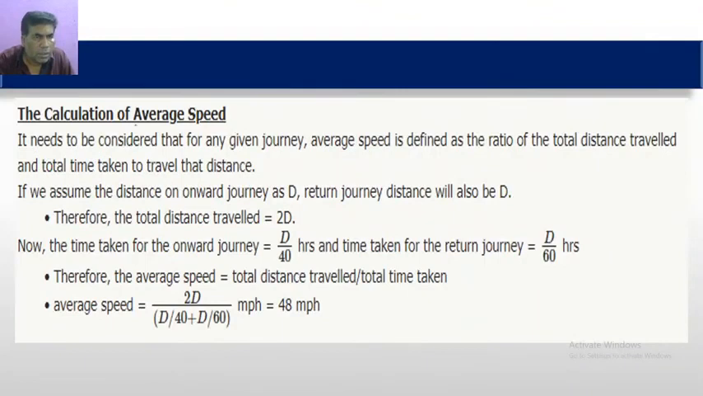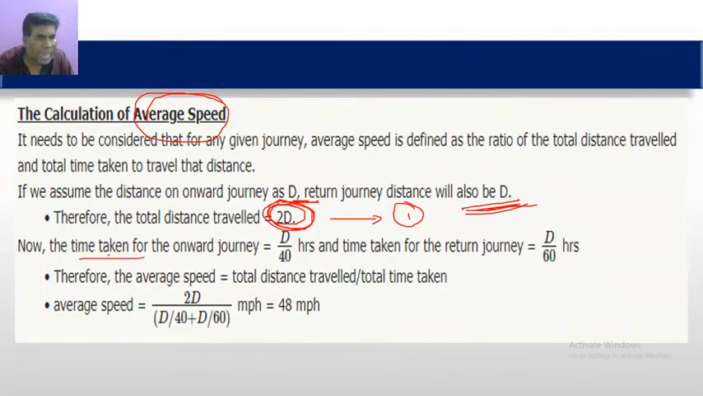So here, for the calculation of average speed, in the onward journey the distance is d, and in the return journey the distance is also d. So what is the total distance? 2d.